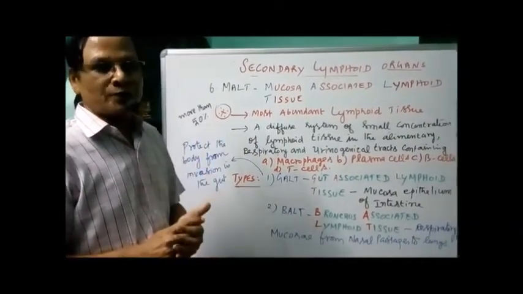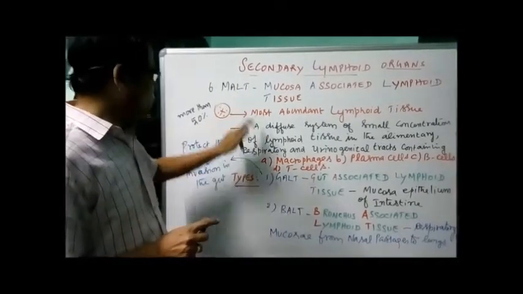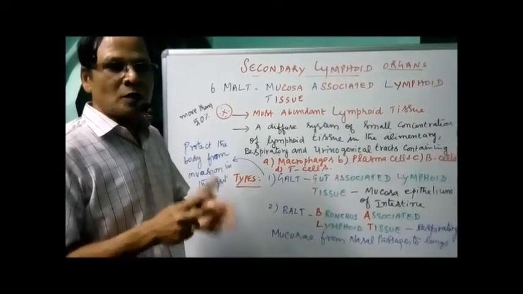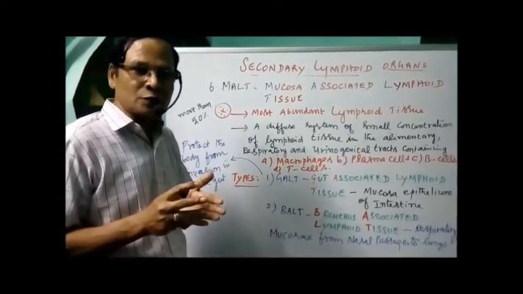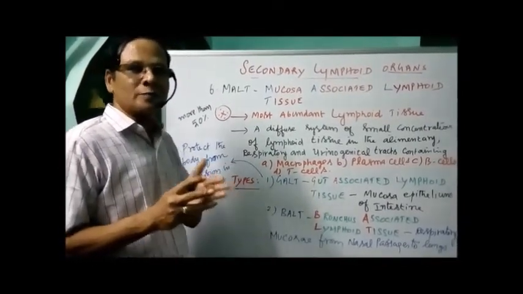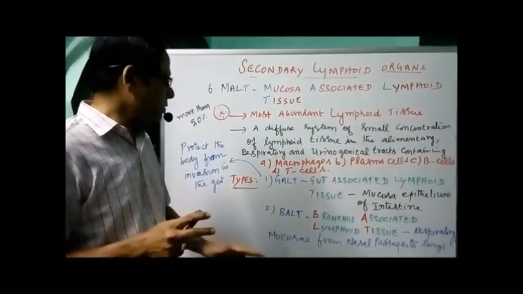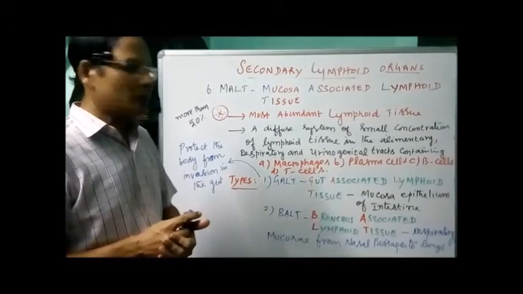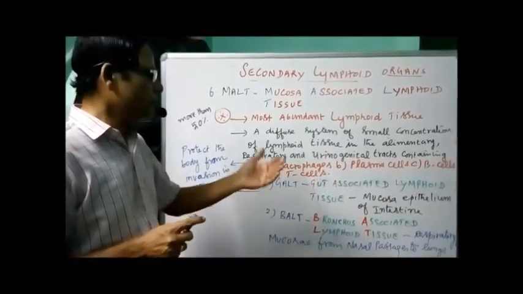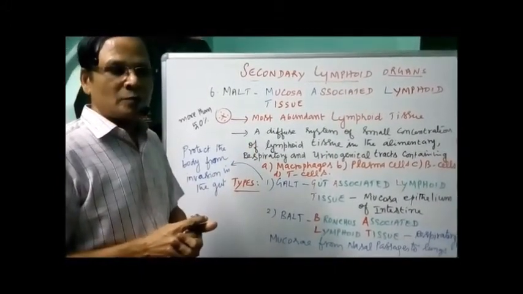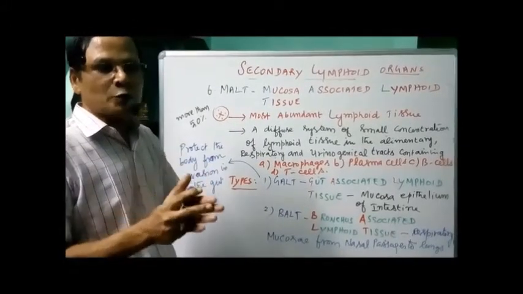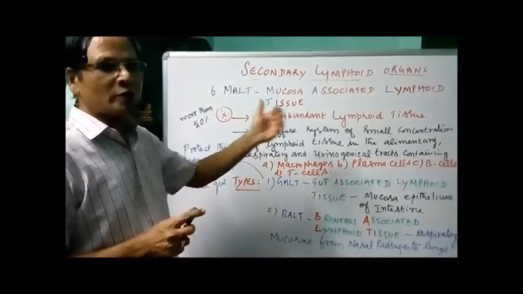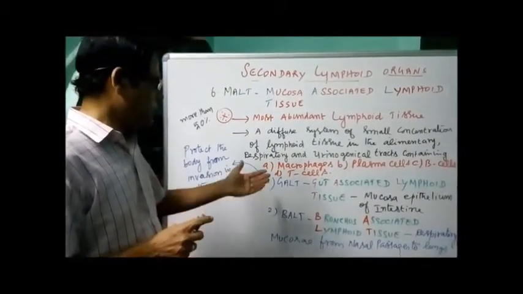Based on the location, it is divided into GALT and BALT. The components associated with the digestive system or alimentary canal are together called gut associated lymphoid tissue. They are found in the mucosal epithelium of the intestine. Normally they help to give protection against invading microorganisms, and that's about GALT.